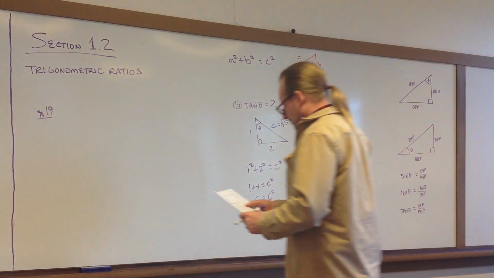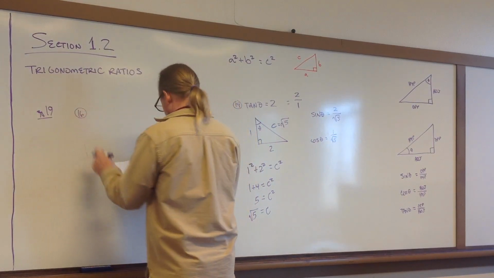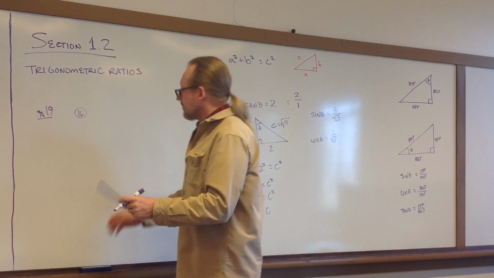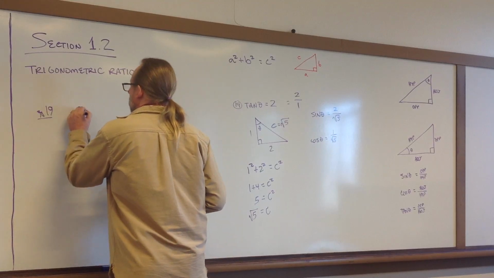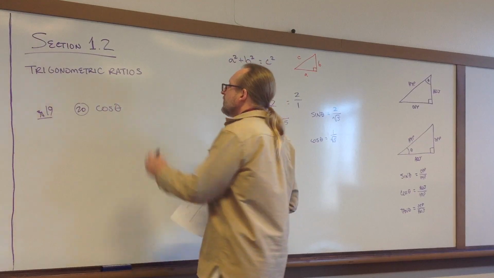All right, problem 16. Let's see here. We've already done the sine. We've already done a tangent. Let's do problem 20, where we've got the cosine given to us. So cosine theta is 3 over 7.